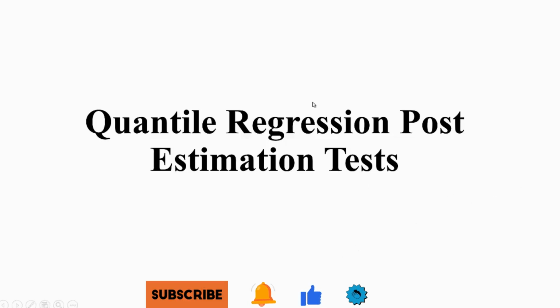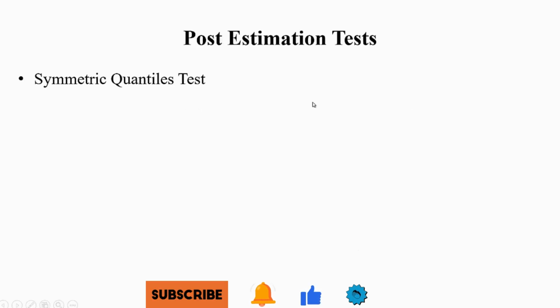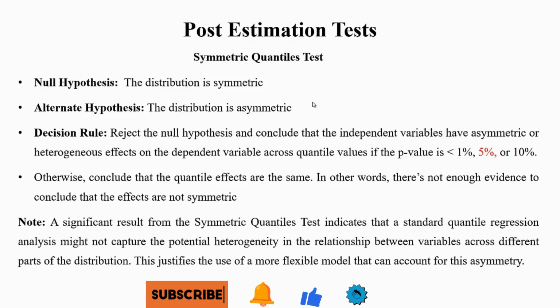So now let us take a look at the null hypothesis. We are going to look at the symmetric quantile test. Then what are the things that you need to take note of first? One is the null hypothesis as well as the decision rule. The null hypothesis states that the distribution is symmetric, while the alternate hypothesis states that the distribution is asymmetric.